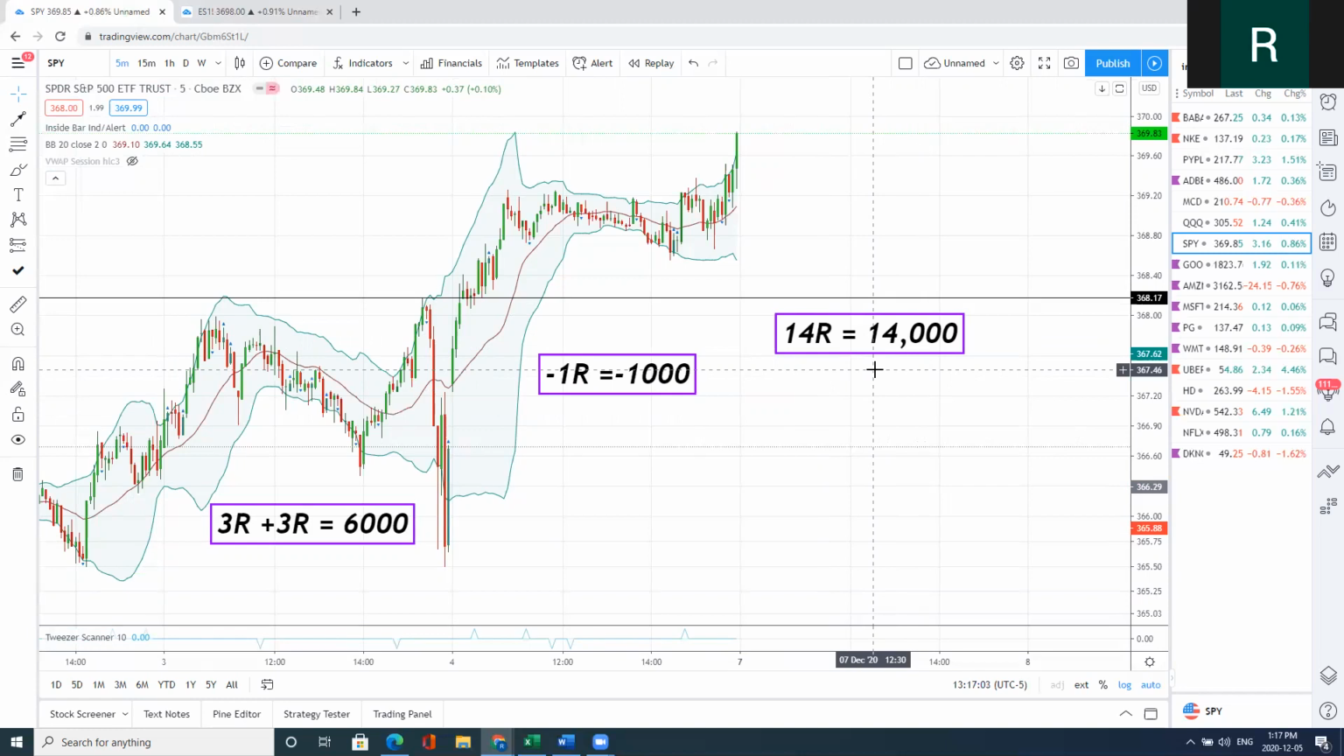You keep your risk at 1 to 2% of your account so that even if you lose a series of trades, you just need to win 1 or 2 trades to get back on track. Okay. And I'm going to talk about that more in my book.